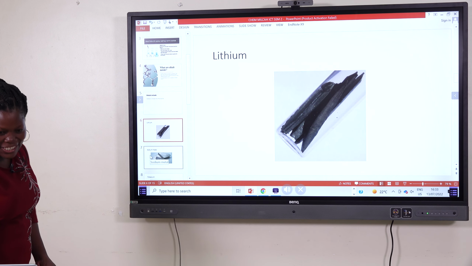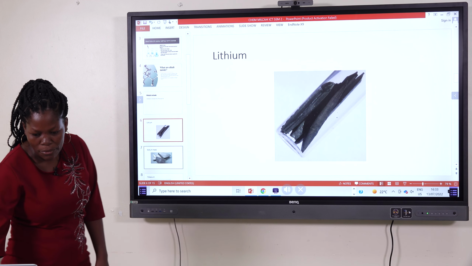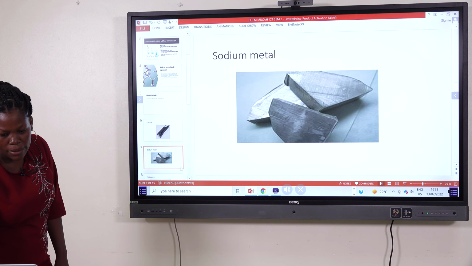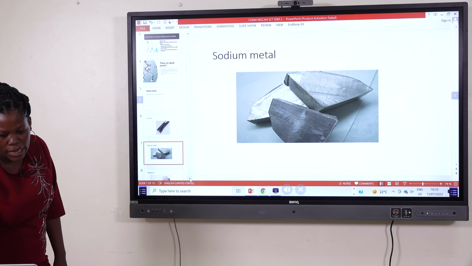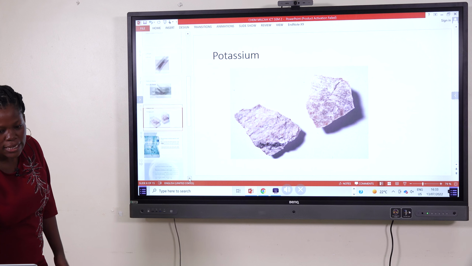Okay, those are the structures, how they look like. We have lithium, we have the structure of potassium, and finally we have the structure of sodium. So those are examples of group 1 elements and how they look like.